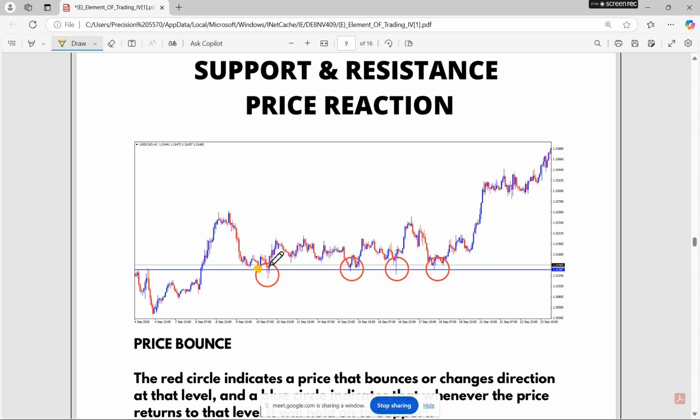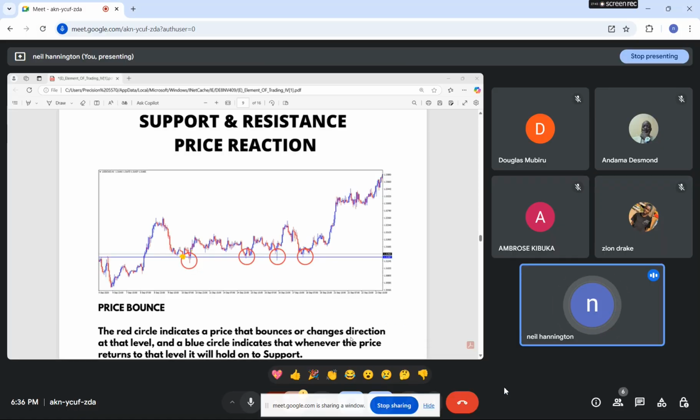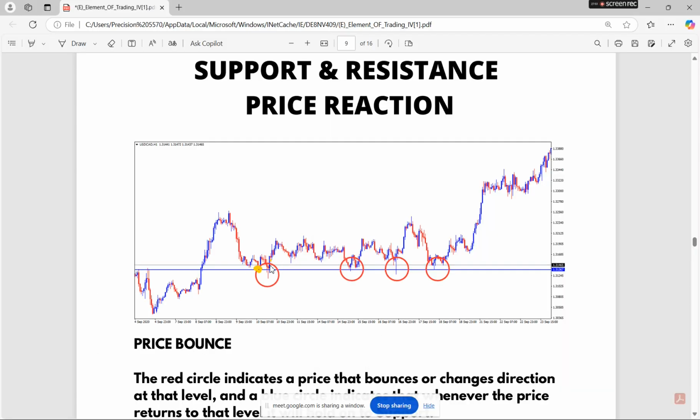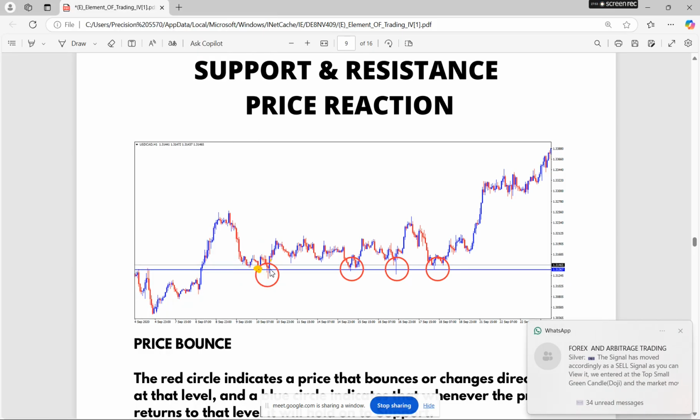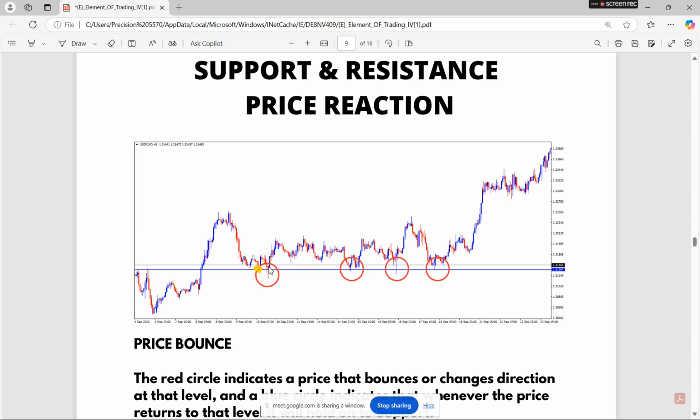Why did he buy? Ambrose, why do you think that person bought? Because the market came to a support zone, and he managed to get a confirmation, meaning that it didn't penetrate the support zone, but instead it continued upwards. Very good, thank you.